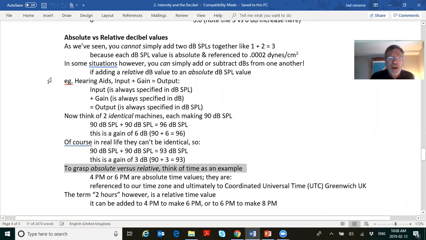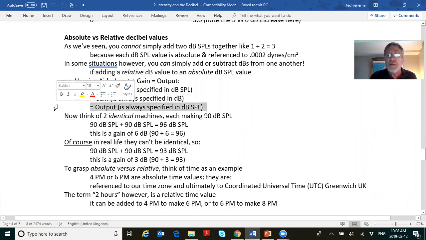So all of the stuff, hearing aid, input plus gain is output. Input is always specified in dB SPL. Gain is always specified in simple dB. Output is always specified in dB SPL.